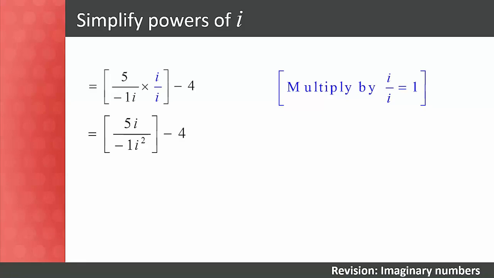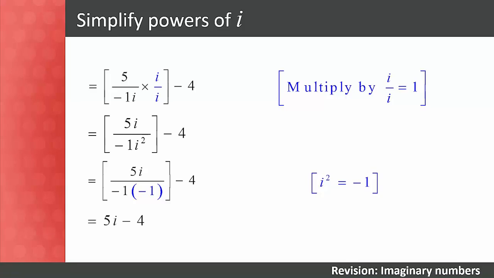This is equal to 5i divided by -1 times i squared, all minus 4, which is equal to 5i divided by -1 times -1, all minus 4. Again, we substitute -1 for i squared. This is equal to 5i minus 4, which is equal to negative 4 plus 5i.